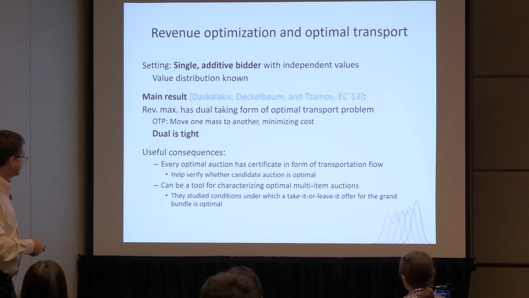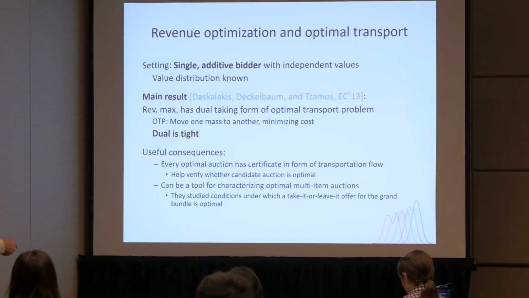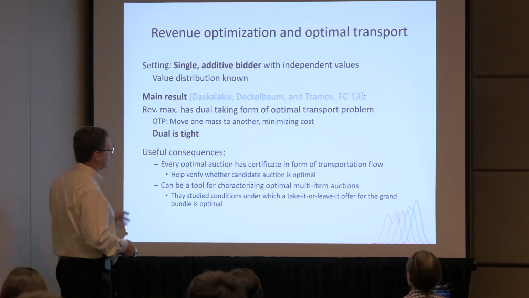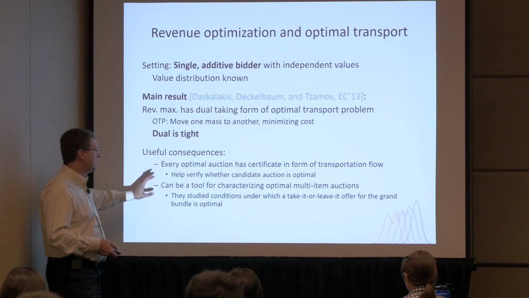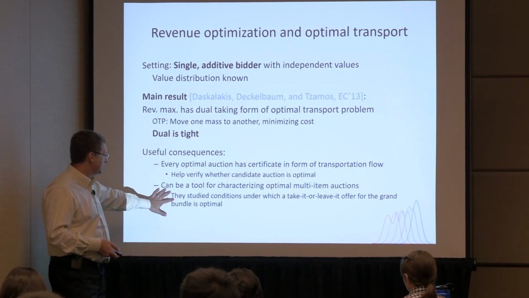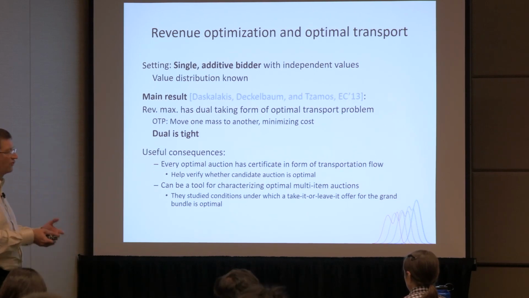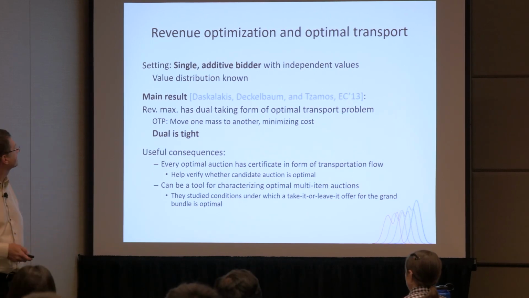Useful consequences. Every optimal auction has a certificate in the form of transportation flow, and that can help verify whether candidate auctions are optimal. And this can be a tool for characterizing optimal multi-item auctions. In particular, they studied conditions under which a take it or leave it offer for the grand bundle is optimal.